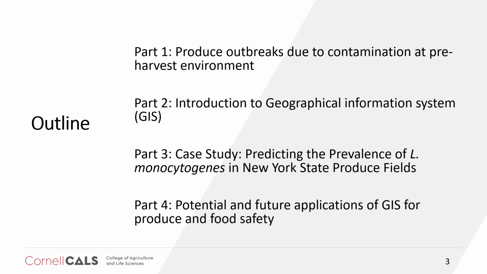At part 3, we'll dive into a practical application in a case study. In this case study, we'll be talking about a model that was built to predict the prevalence of Listeria monocytogenes in New York State produce fields. As the last part, we'll expand from this case study to discuss other potential and future applications of GIS for produce safety and food safety, including using GIS models for monitoring pathogens in agricultural water.